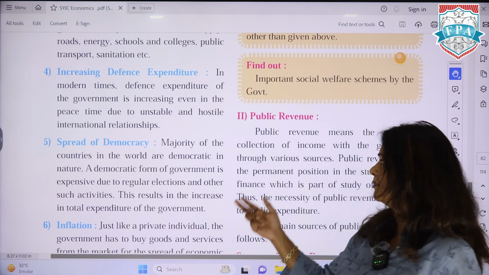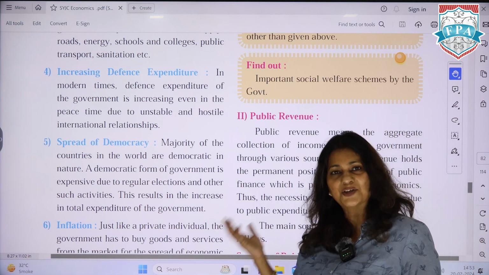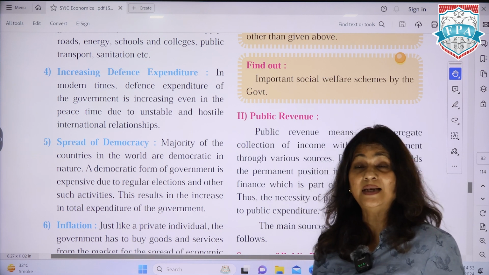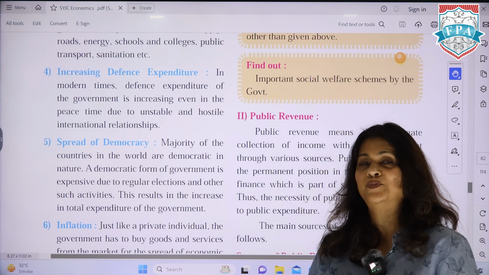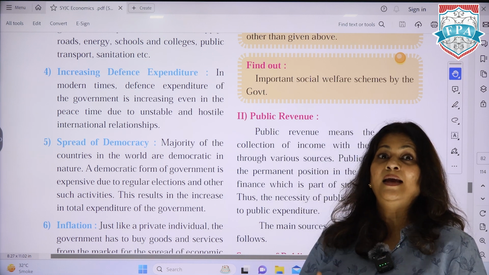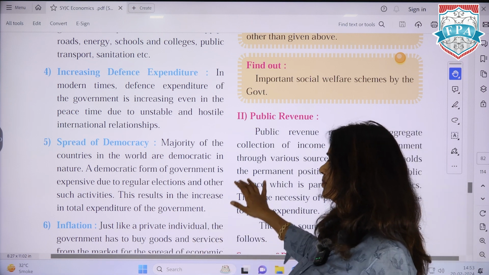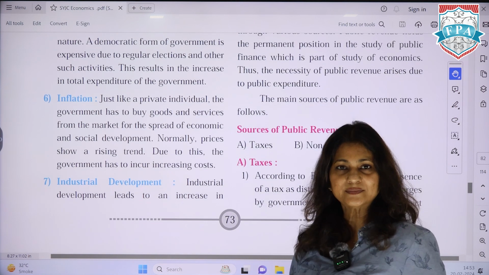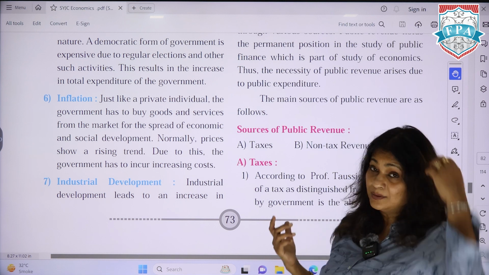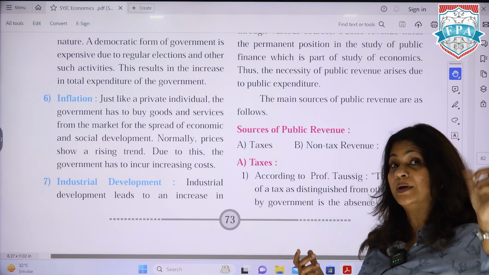So similarly, in a democratic country, there will be elections. They need to spend money on the elections. So public expenditure is increasing because of the spread of democracy. Yes or no? If you can't remember, can we make some word out of it?